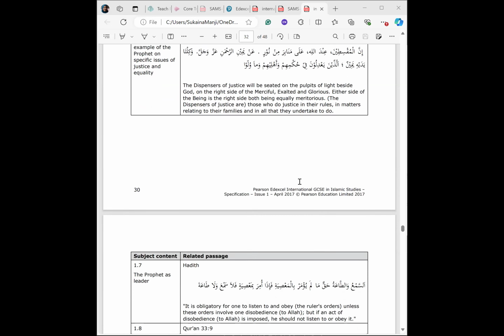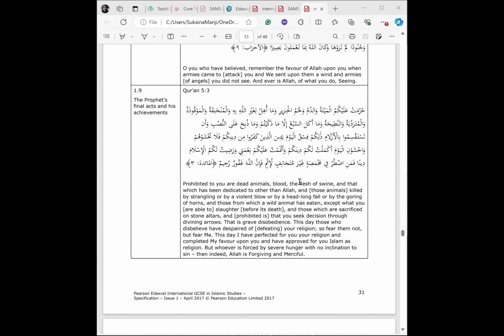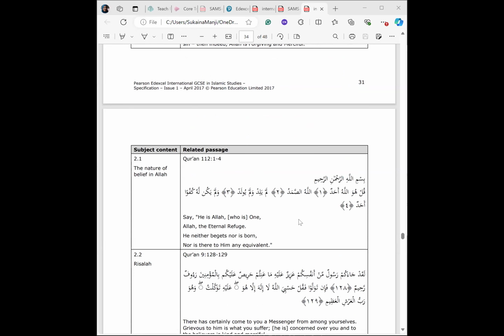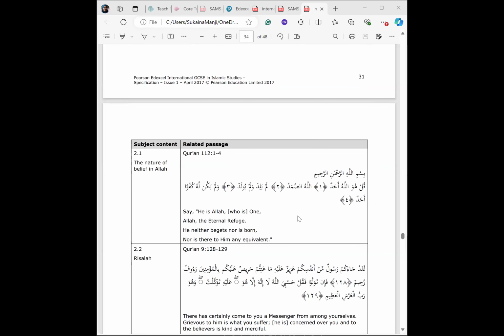section 2. So section 2, or rather section B, the nature of Allah. So where we are talking about the 4 qualities that are there of Allah at this point. So here you can see Surah Qul Wallah in front of you.